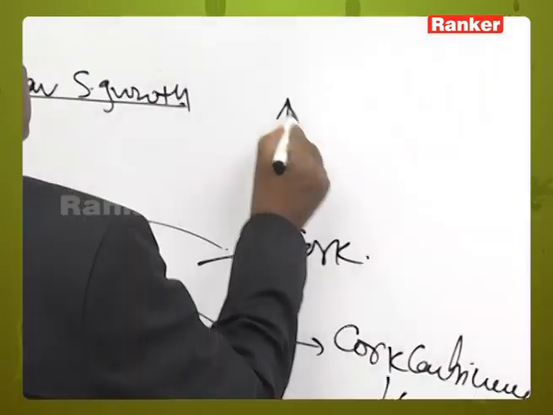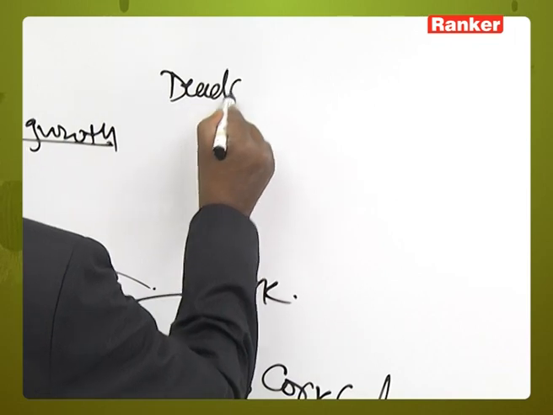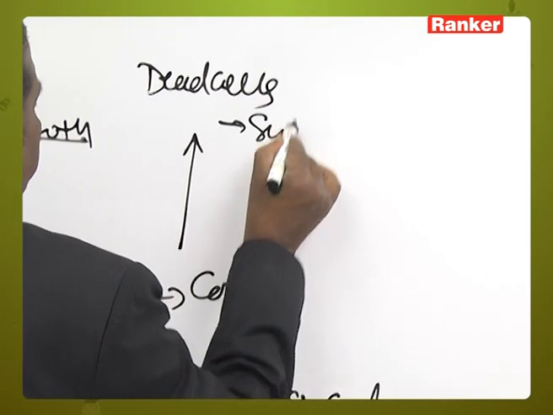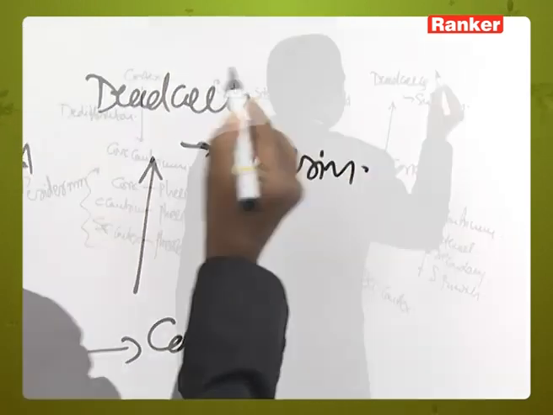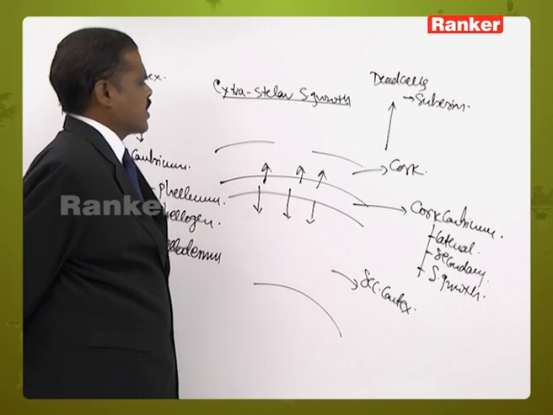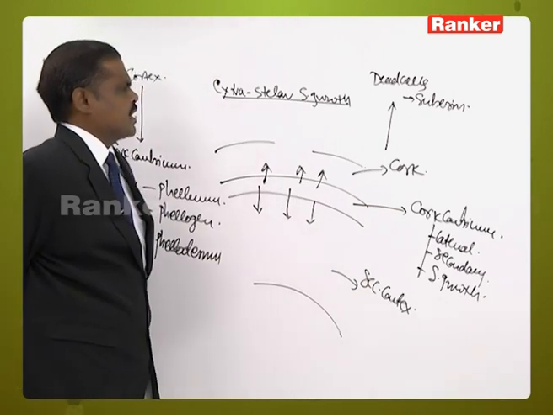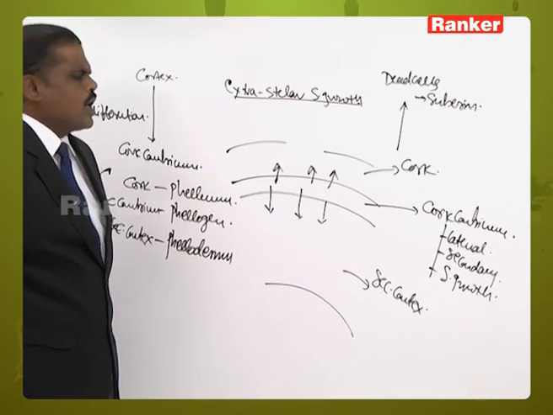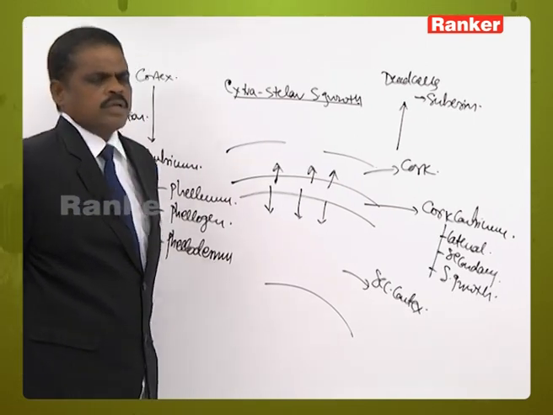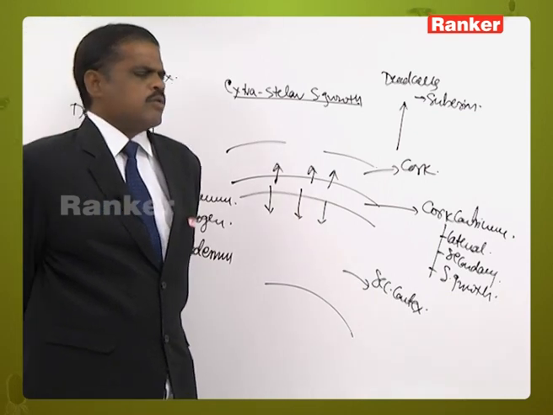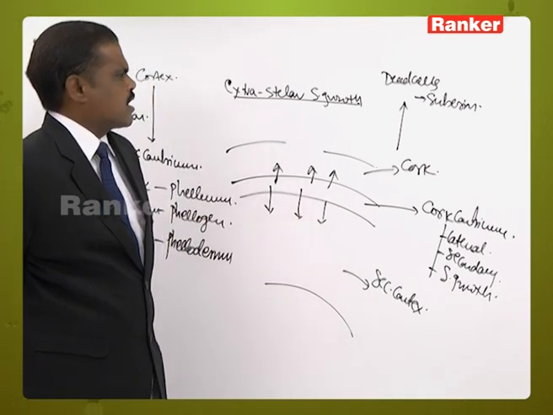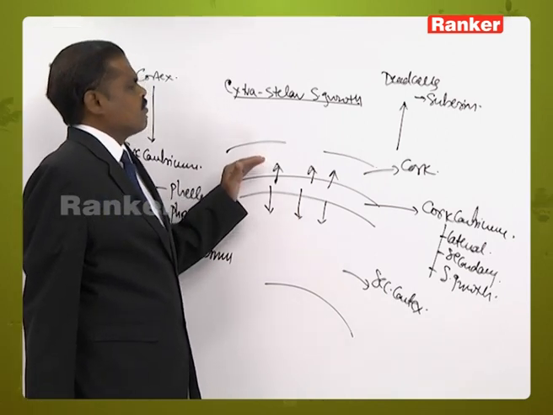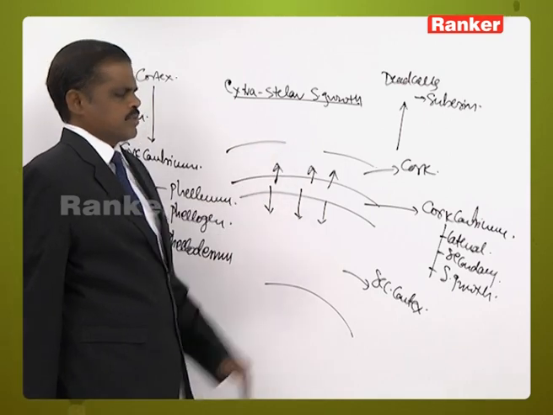Cork is made up of dead cells. Walls are deposited with suberin. Cork provides protection to the secondary body. Cork is made up of dead cells, and the walls are deposited with suberin.